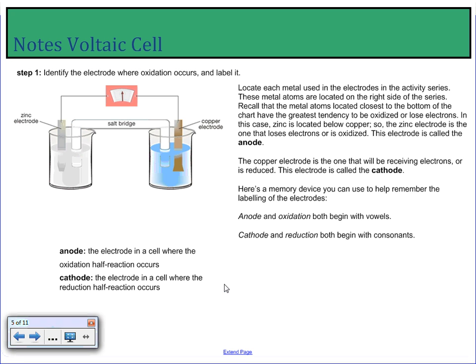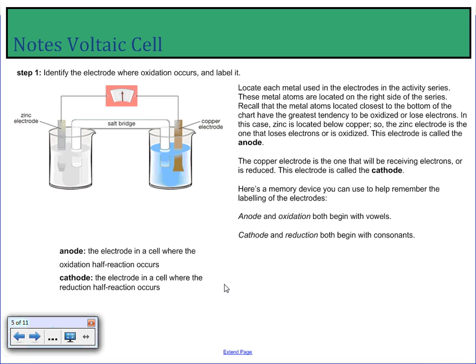So locate each metal used as electrodes in the activity series. These metal atoms are located on the right side of the series. Recall that the metal atoms located closest to the bottom of the chart have the greatest tendency to be oxidized, or lose electrons. In this case, zinc is located below copper. So the zinc electrode is the one that loses electrons, or is oxidized, and this electrode is called the anode. The copper electrode is the one that will be receiving the electrons, or is reduced, and this electrode is called the cathode.